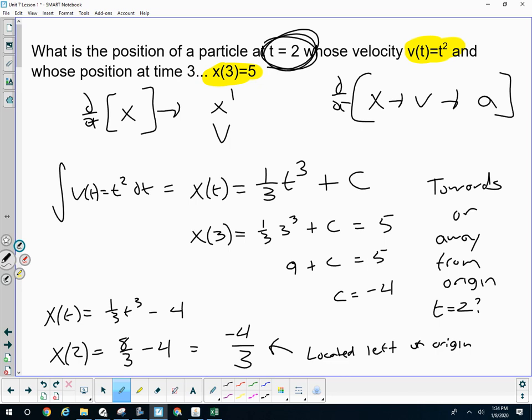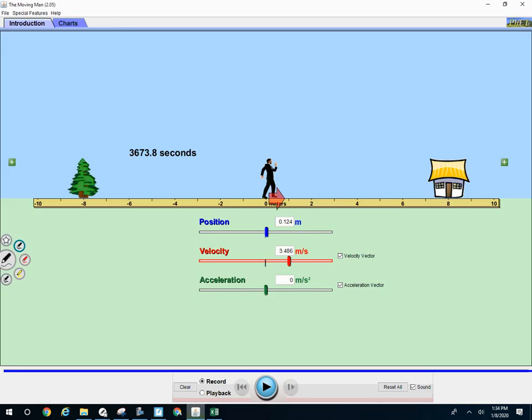Do we have to do the line thingy if I'm only looking at t equals 2? This is very important. I don't need to do a full analysis if I'm just looking at t equals 2. I know my location. Mr. Perrette, I know my location. Now what do I need to know to figure out if I'm going towards or away from the origin? Here's my location at -4/3. Now what do I need to know? My velocity. Is my velocity positive or negative at t equals 2, Mr. Perrette?